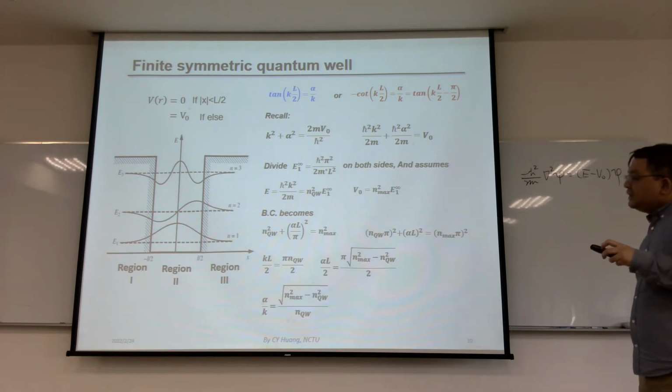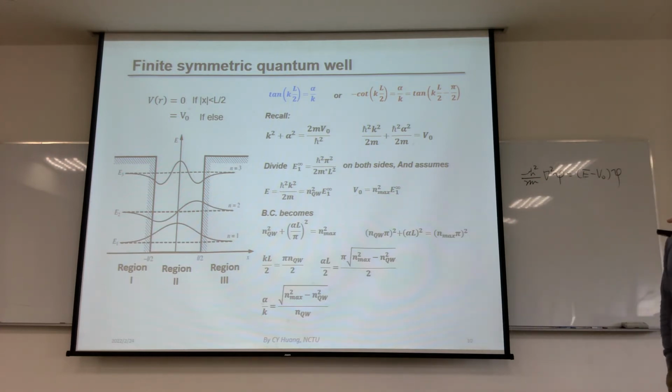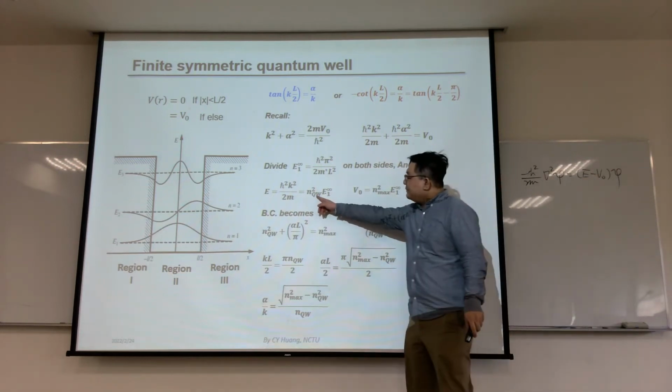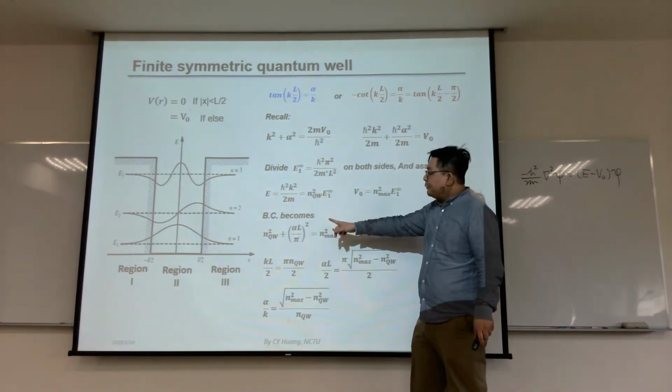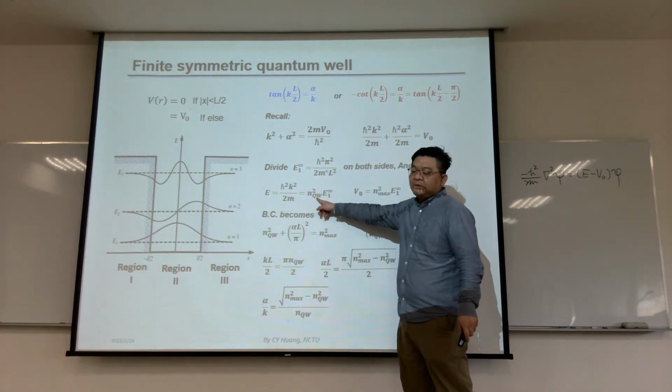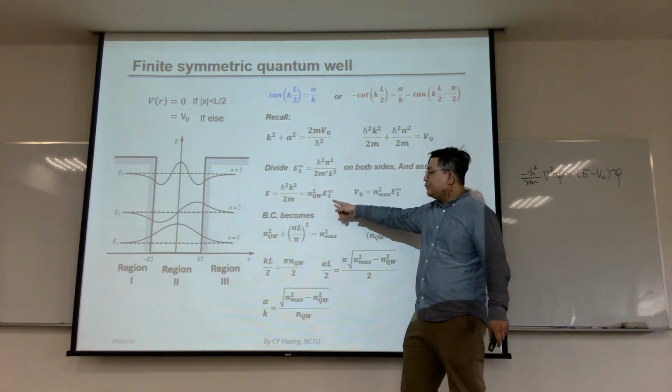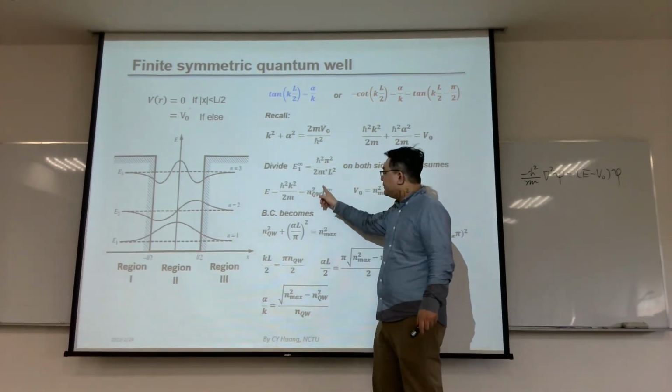Then, this is really a trick. In order to simplify the case, we need to borrow the energy from the infinite quantum well. If we divide both sides, we let our new energy be normalized to E1 infinite. And the relation is N_QW squared. So this becomes the value we want to know. If we can find N_QW, then we know what the energy is. So N_QW is something we want to solve.